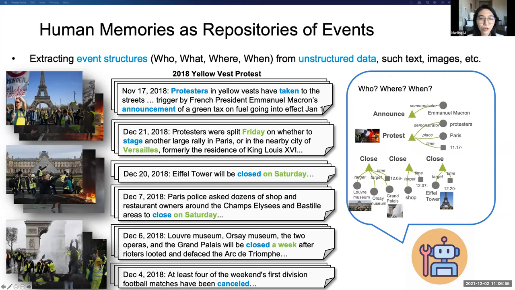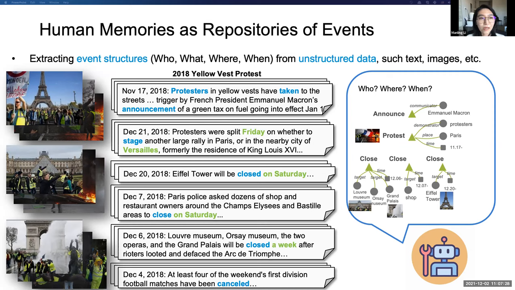After that, we want to know more details about these events, like who, where, when. So this is the structure level prediction. In detail, we are trying to extract the arguments of events, where each argument is an entity playing some role in this event. For example, in this closing event, Louvre Museum is the closing target, and this event has a start time of December 6th.